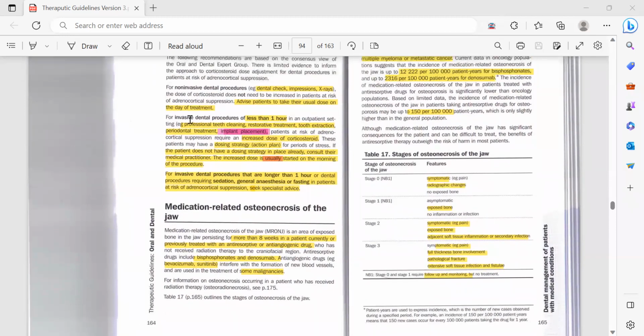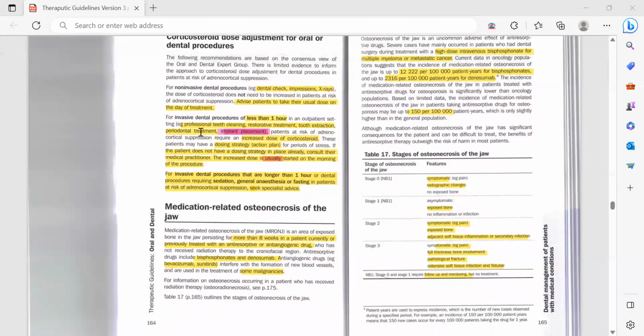But if you are going to perform an invasive treatment which will last less than 1 hour in an outpatient setting, meaning in your clinic, or inpatient, meaning in hospital, what could be examples of these invasive procedures? Like scaling or cleaning, filling, extraction, periodontal treatment, implant placement. In that case, the patient is at risk of adrenocortical suppression. So for that, you may need to increase the dose of the corticosteroid.